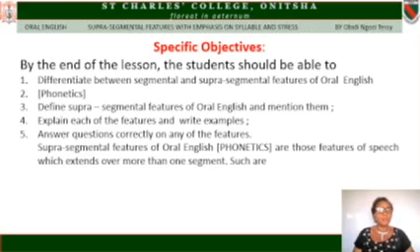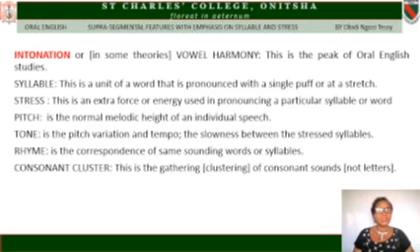Now remember, suprasegmental features of oral English, phonetics, are those features of speech which extend over more than one segment. That is, they are more than one segment. These include intonation, or in some theories, vowel harmony. This is the peak of oral English studies. Second, we have the syllable.